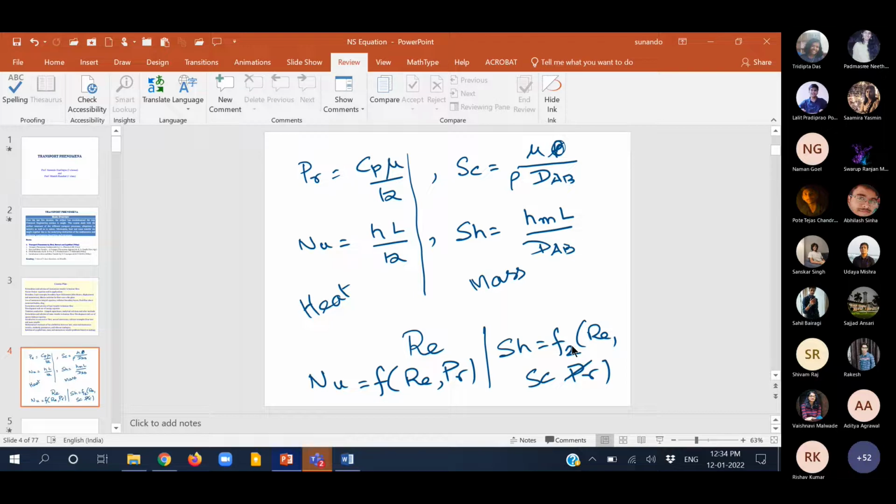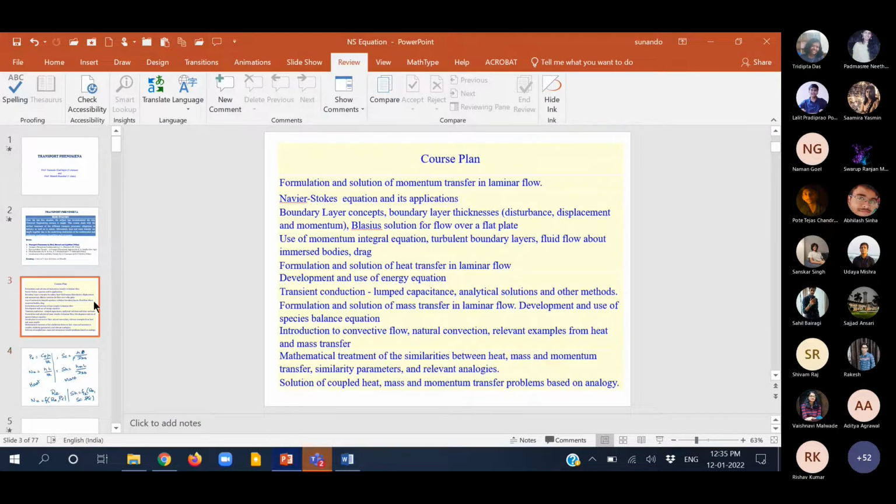So the objective of this course is to find a logical way for the expression f1, f2 and the commonality between heat transfer coefficient and mass transfer coefficient. Because if we could do that, then we could solve coupled heat, mass, and momentum transfer problems based on the analogy which we have just now described.